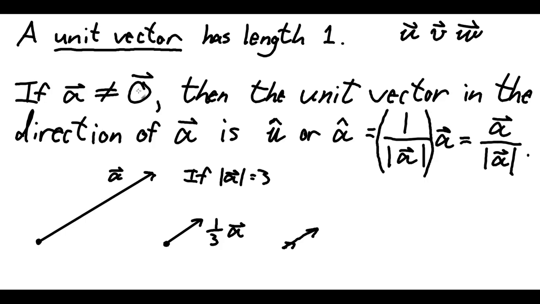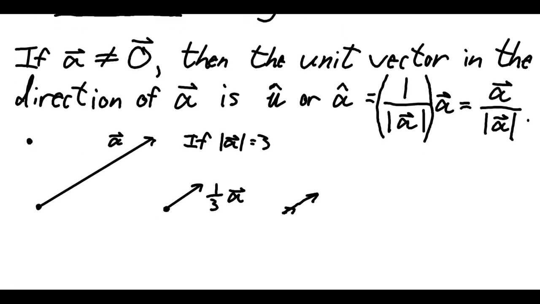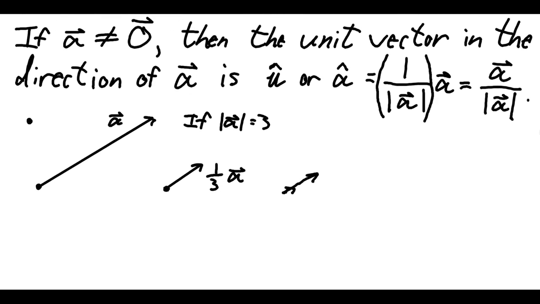This, of course, only works if A is non-zero for 2 reasons. One is algebraic. If A is the 0 vector, the magnitude of the 0 vector is 0, and you can't divide by 0. It doesn't make any sense. Also, the 0 vector does not have direction. It's just a point. So if you try to draw a unit vector, well, which way should the unit vector point? Who knows? There's no well-defined direction there. So that's why we can only do this with non-zero vectors. Okay.